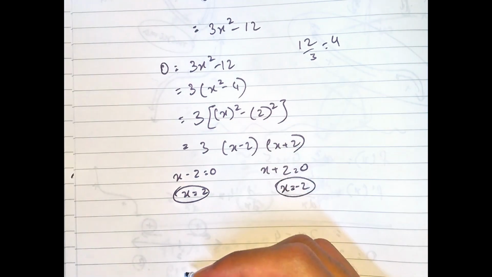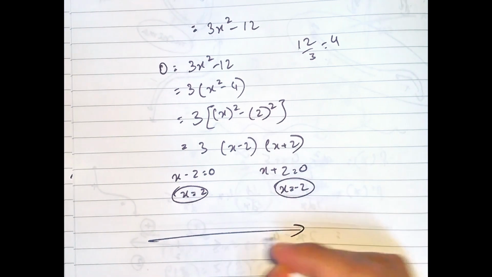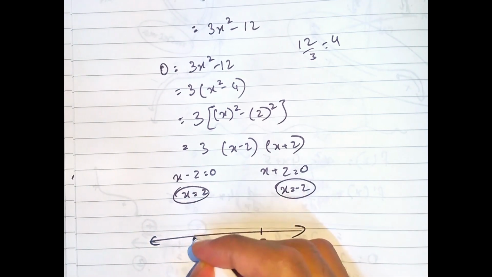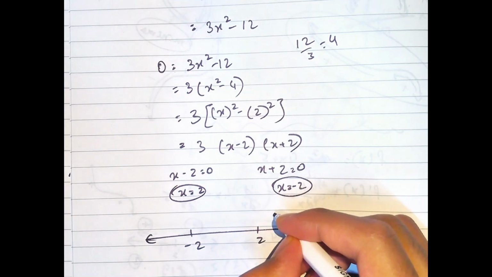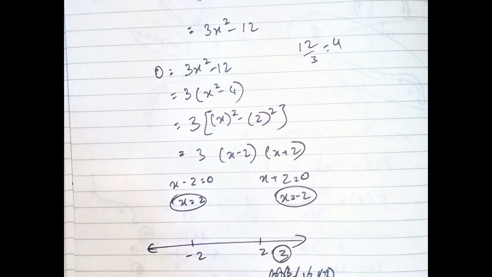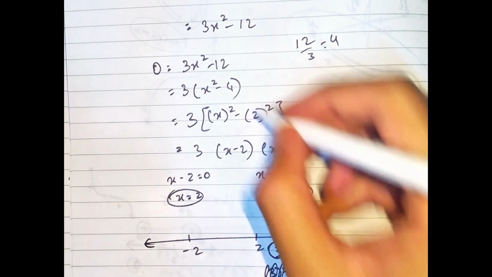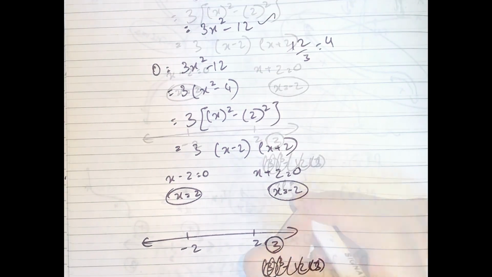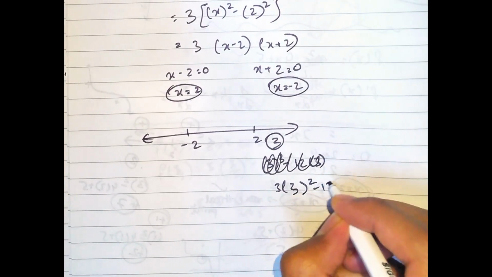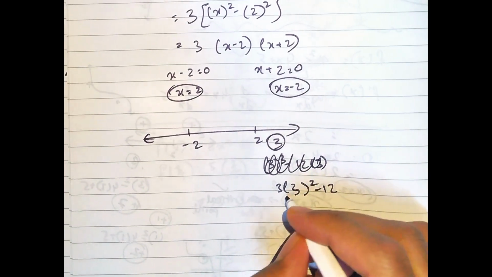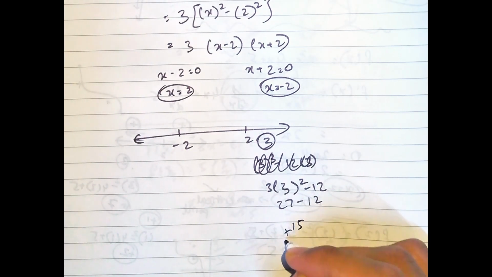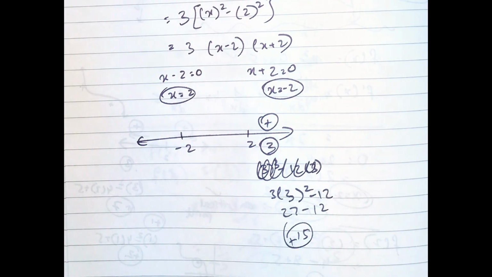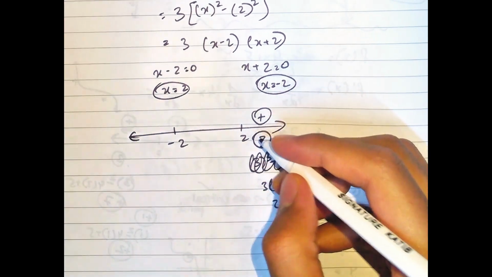Now let's plot the number line for both of these points. We have 2 right over here and negative 2 right over here. What will happen if we increase the value? Let's take 3 as our test point. Let's put the value 3 into the first derivative: 3 squared minus 12. 3 squared is 9, times 3 is 27, minus 12. So this will be 15, which is a positive value. As x increases, we get positive values.